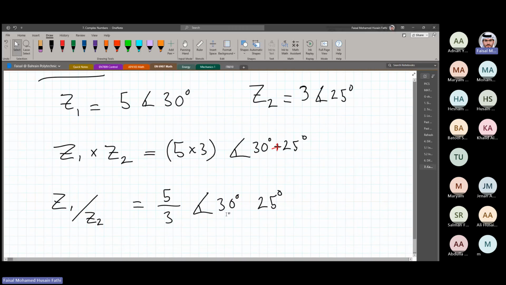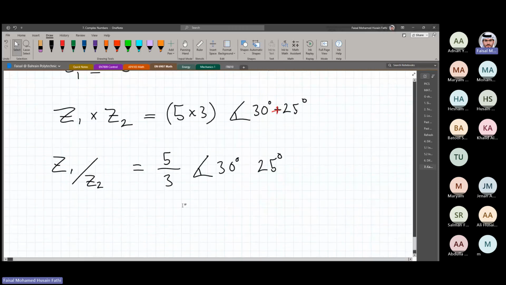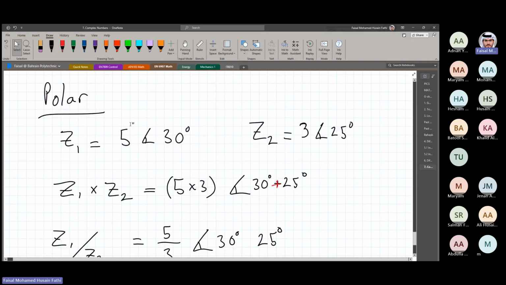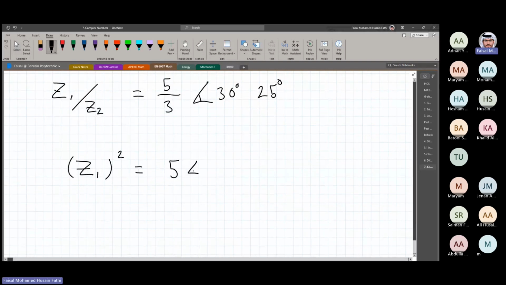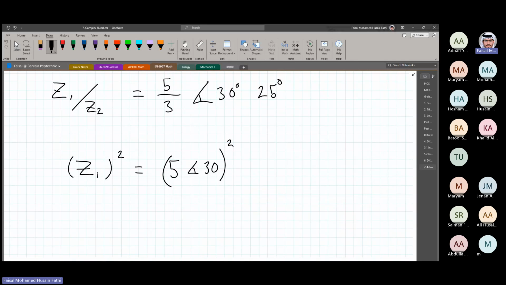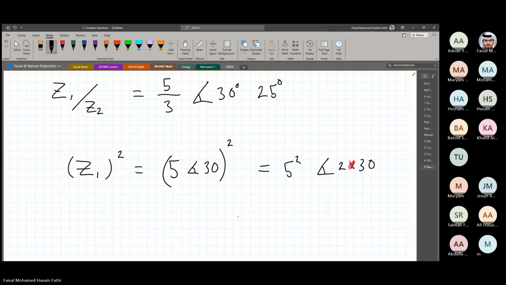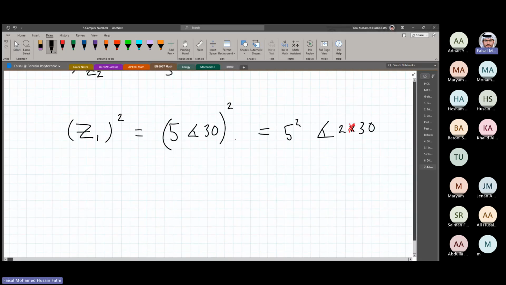And the last one is if you have a power. Let's say you have Z1 squared. Z1 is 5 angle 30. So 5 angle 30 all squared. You remember in power, what did we do with 2? So for 5, it's going to be 5 squared. For the angle, it's going to be multiplication. 2 times 30. The same as the exponents, if you remember, the laws of exponents. Same idea. 5 squared angle 2 times 30. Okay? That's how you do the power.